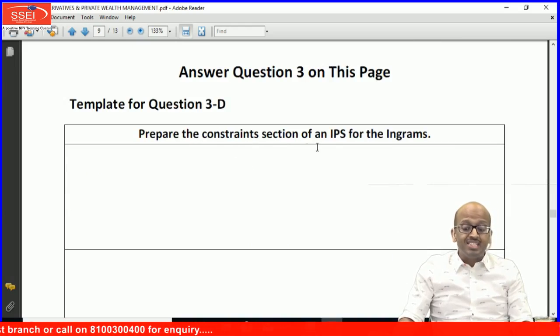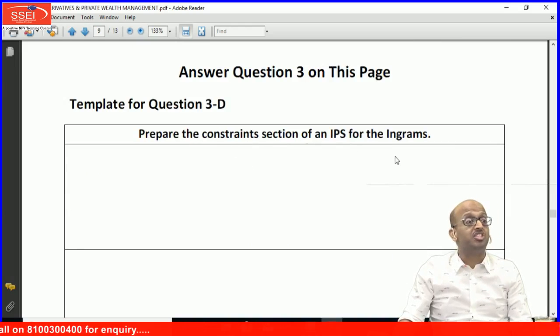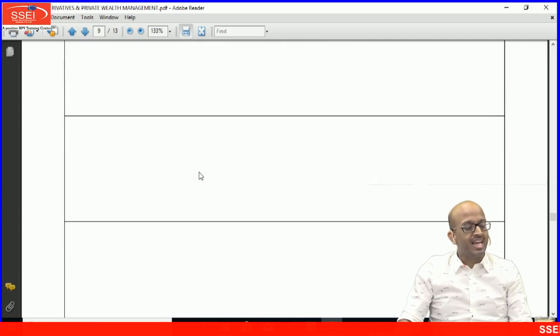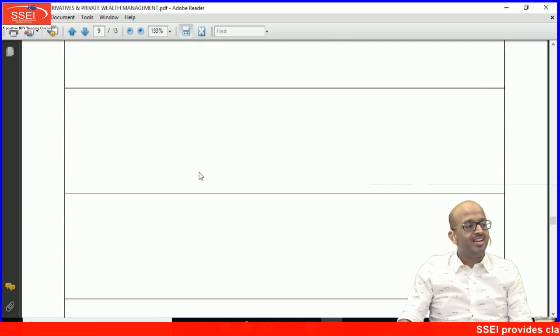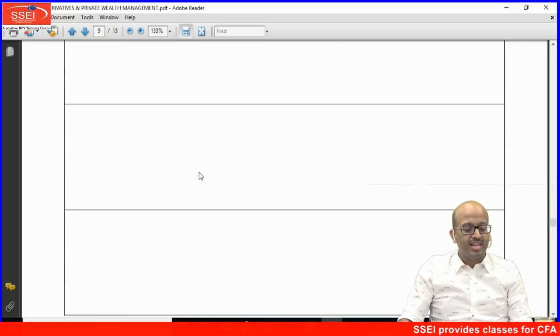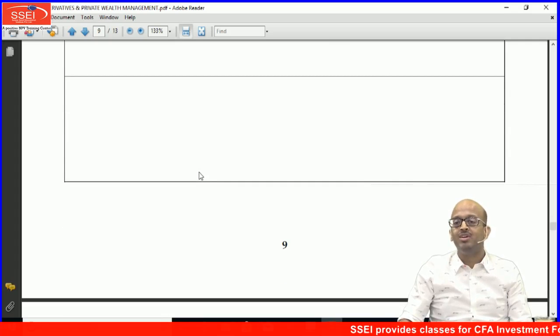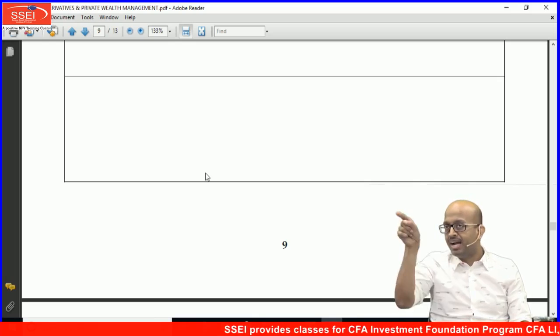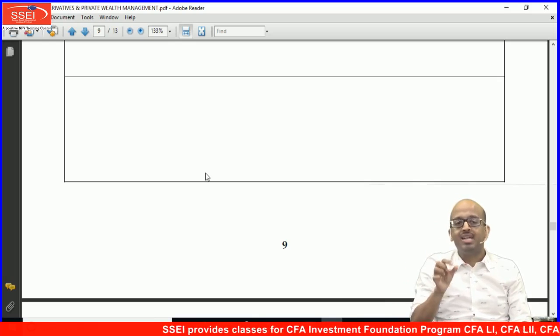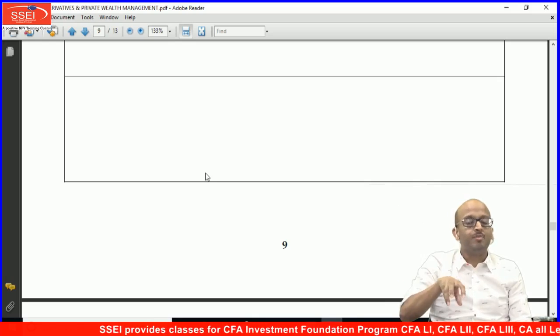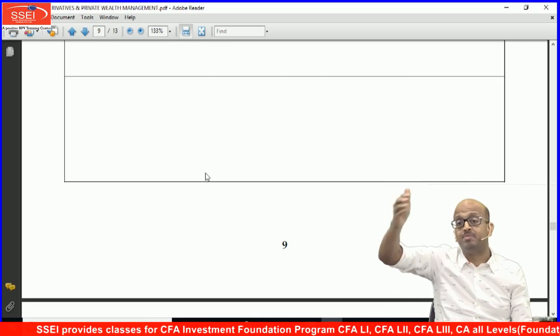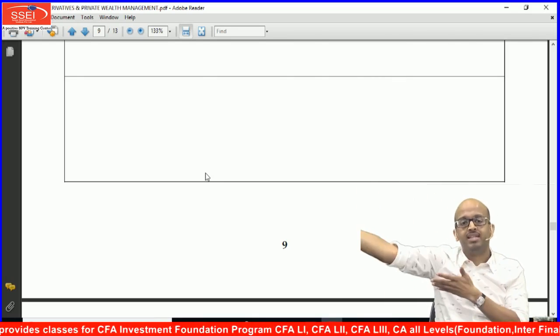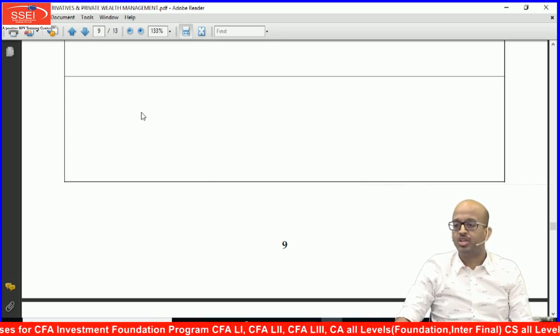Prepare the constraint section of an IPS for the N-grams. Constraint section is what? TTLLU. T for time horizon, the other T for tax, L for liquidity, L for legal, U for unique. You have to write the word, time horizon, and then whether they have a short time horizon, long time horizon, single time horizon, or multiple time horizon. Usually it is multiple, till retirement and then after retirement, because the circumstances change.